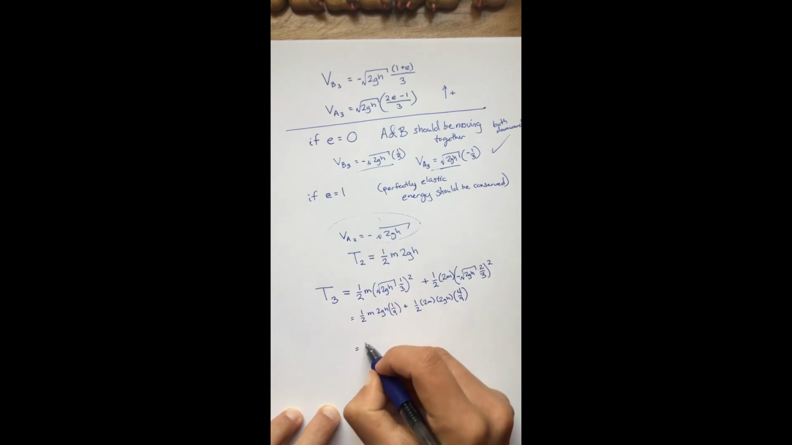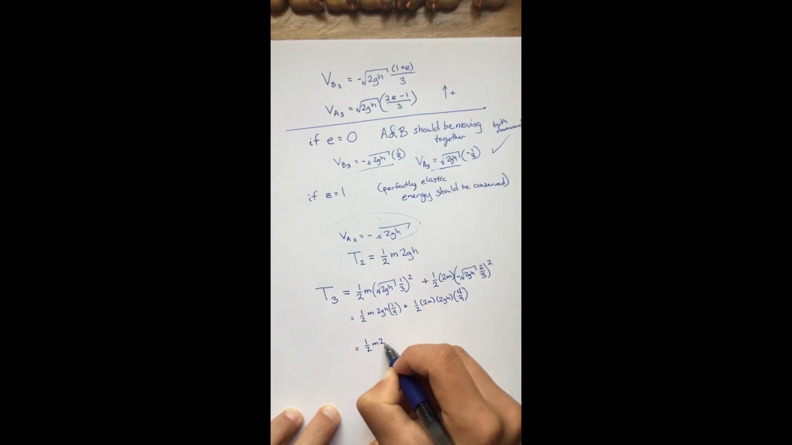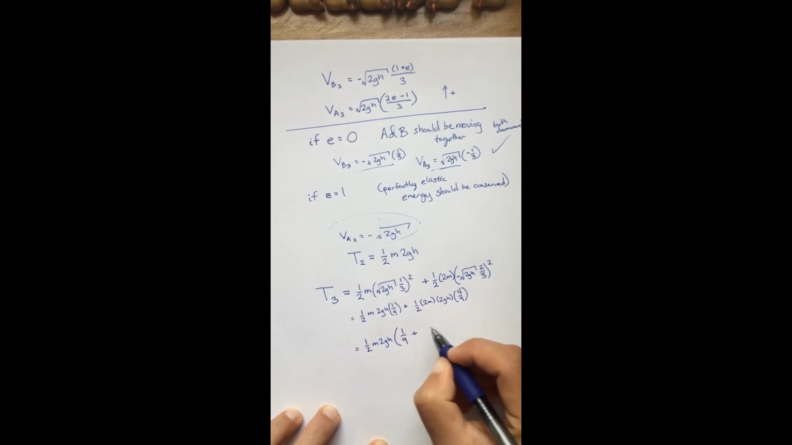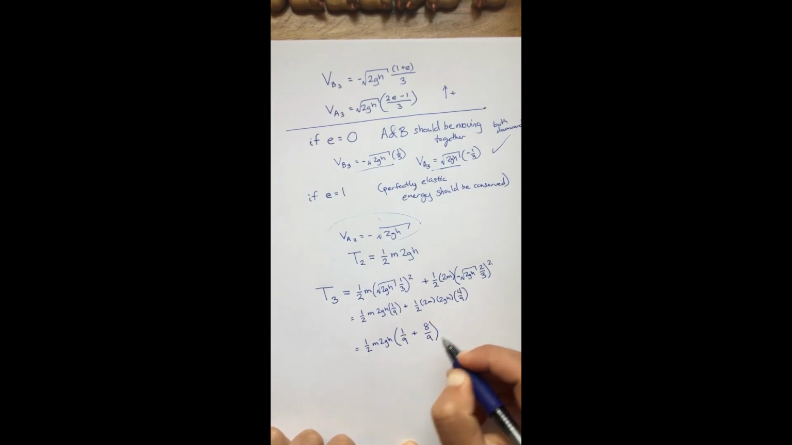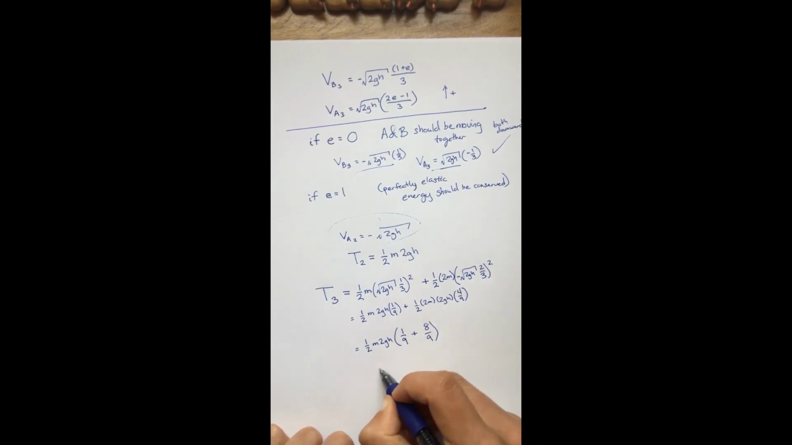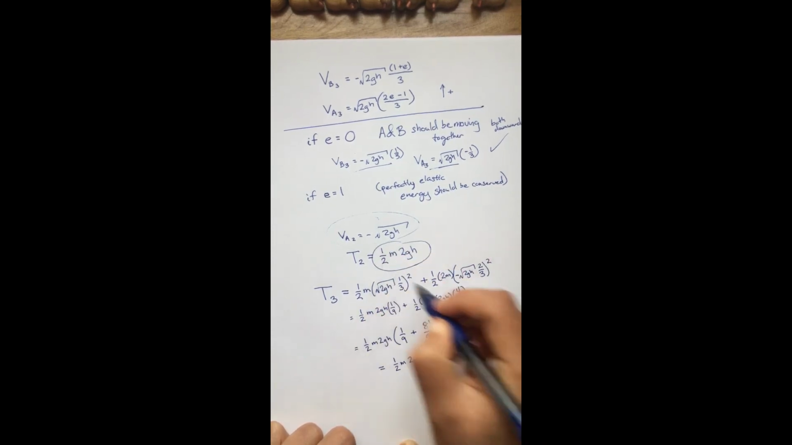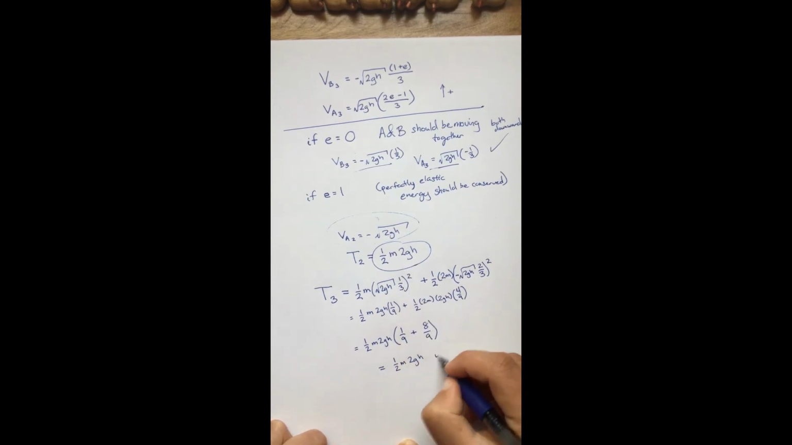I can pull out a 1/2 m 2GH. If I pull that out from the first term, I'm left with a 1/9. If I pull that out from the second term, I have 1/2 m 2GH, I have a 2 here and a 4 here. That leaves me with an 8/9. 1/9 plus 8/9 is 1. So this is 1/2 m 2GH, which is the kinetic energy that I started off with. So that checks out too.